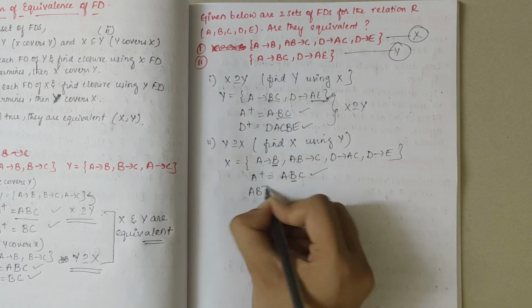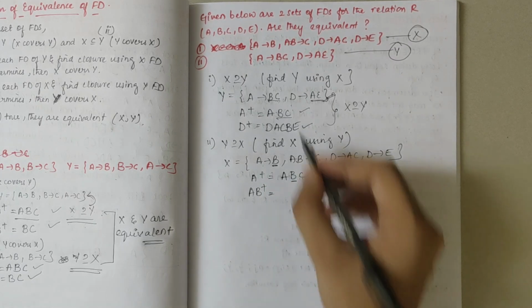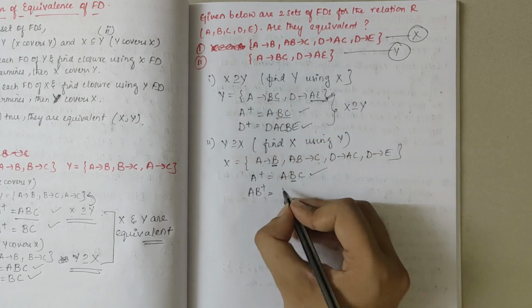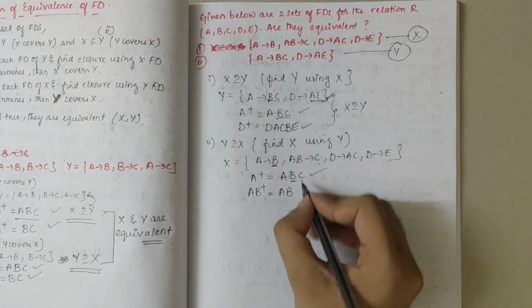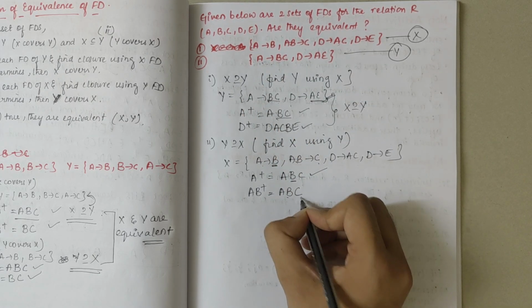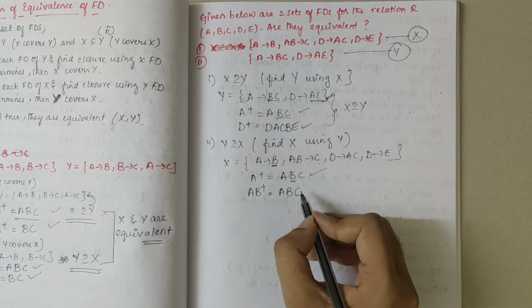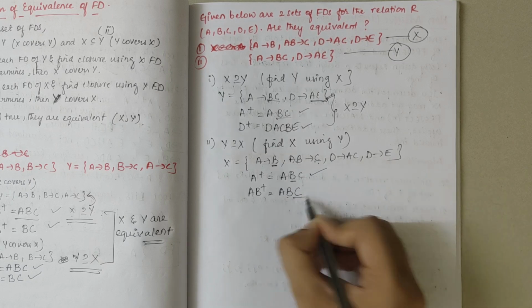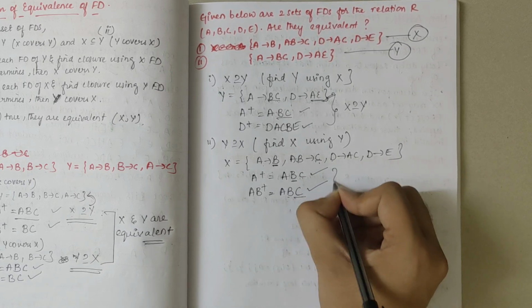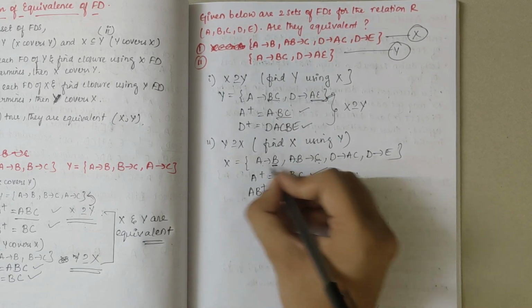Next I'll take AB closure. I should get C. Now let's check if I get C. A derives BC, AB I'll write. Next A determines BC, B is there, C I'll write. Next I'll check D determines AE. So here I wanted C, here C is there, so this is also fine. So this is done, this is done.